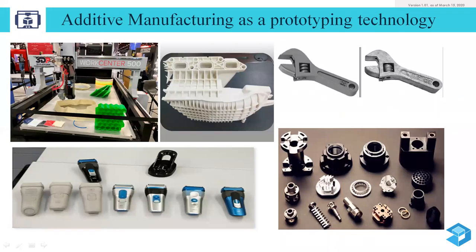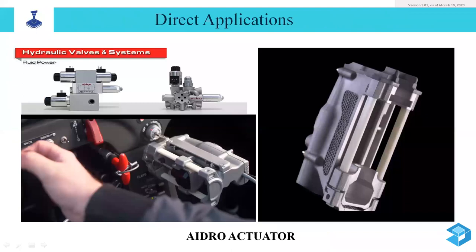Now, talking about direct applications, you must be wondering how you could use 3D printing as a final application in your industry. This company called Adro has manufactured actuators, hydraulic valves and systems for the past 5 to 10 years. They've been able to manufacture various solenoid valves, etc., and these have been directly used in their applications.